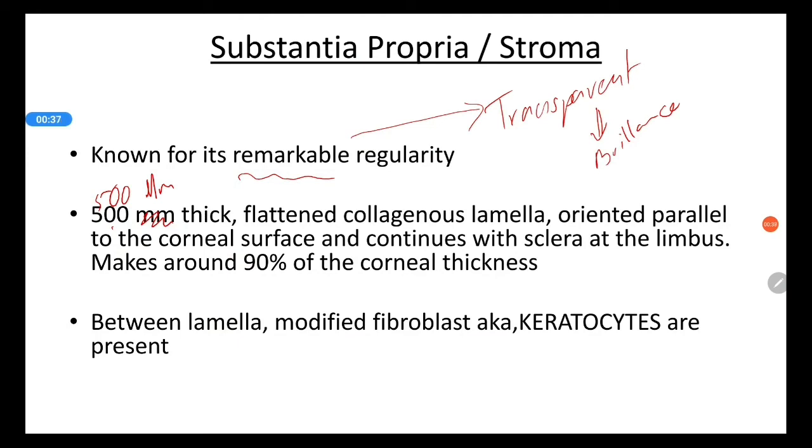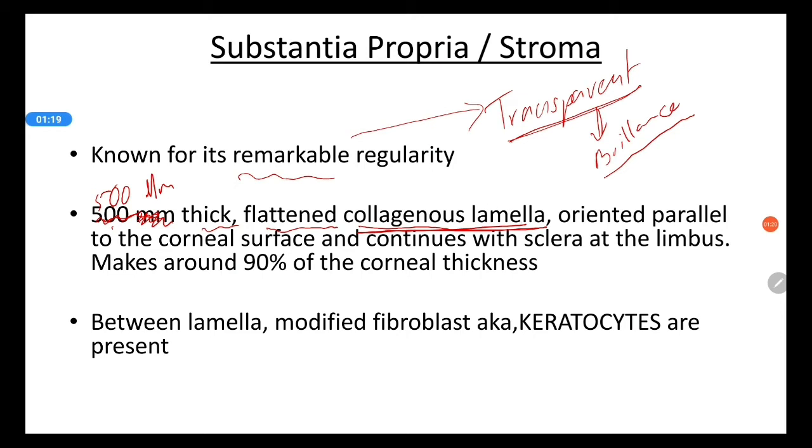With regard to the stroma, we should know that the stroma is remarkably transparent. The transparency has astonished various scientists. There are a lot of theories suggested with respect to the transparency maintained by the stroma. Stroma is actually made of a lot of thick, flattened, collagenous lamellae, and the thickness of the stroma is around 500 microns.